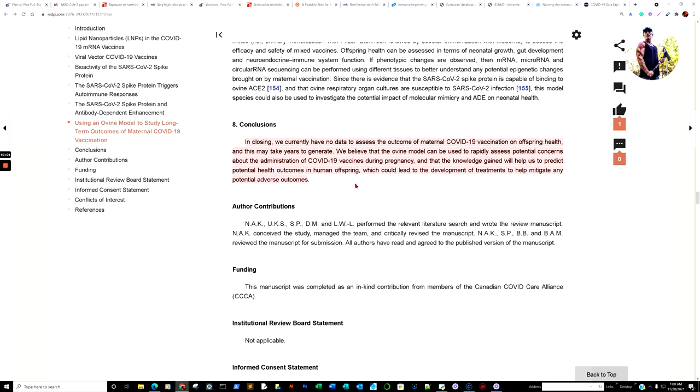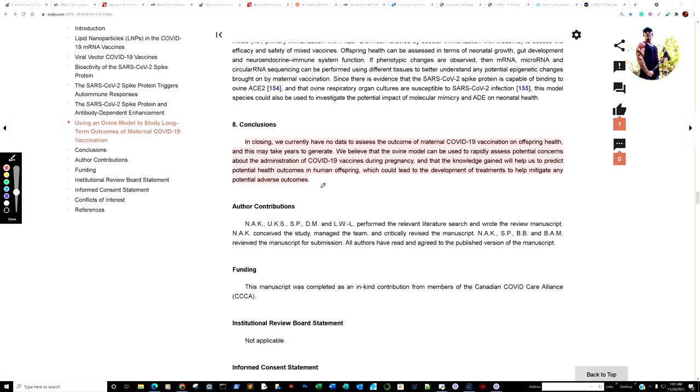In closing, we currently have no data to assess the outcome of maternal COVID-19 vaccination on offspring health, and this may take years to generate. We believe that the ovine model can be used to rapidly assess potential concerns about the administration of COVID-19 vaccines during pregnancy, and that the knowledge gained will help us to predict potential health outcomes in human offspring, which could lead to the development of treatments to help mitigate any potential adverse outcomes. What the frickin' heck when you read that comment there? Which can help us lead to development of treatments to help mitigate any potential adverse outcomes. When you think of risk to benefit ratio and so on and so forth, keep that in mind.